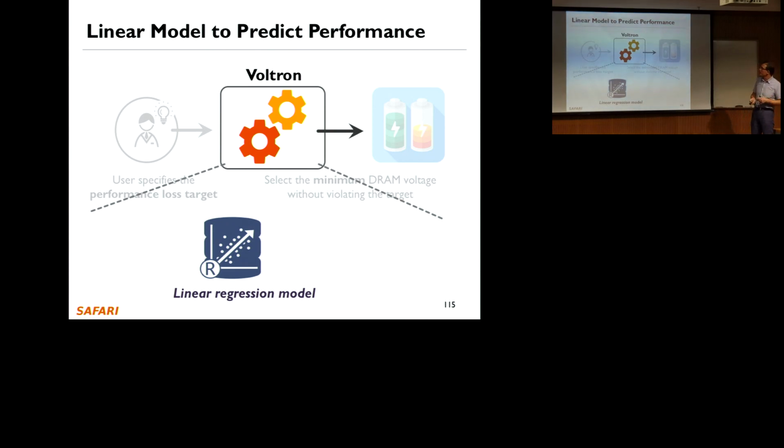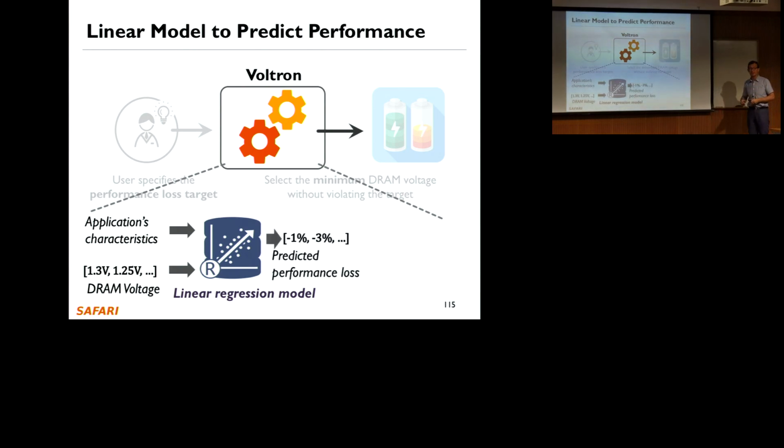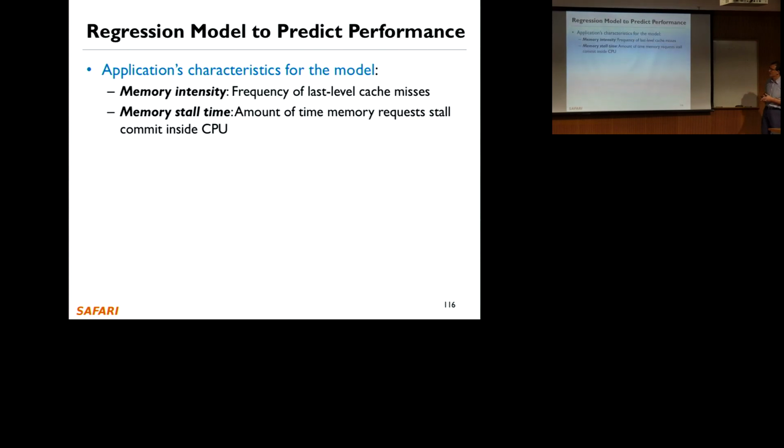Basically, we build a model to predict performance. You take the application's characteristics and DRAM voltage, and the model gives you a predicted performance loss based on the latency that you need at that voltage, right? And based on that performance loss and the target that you actually want to achieve for the application, you select a minimum voltage, and that's your final voltage. That's the idea.